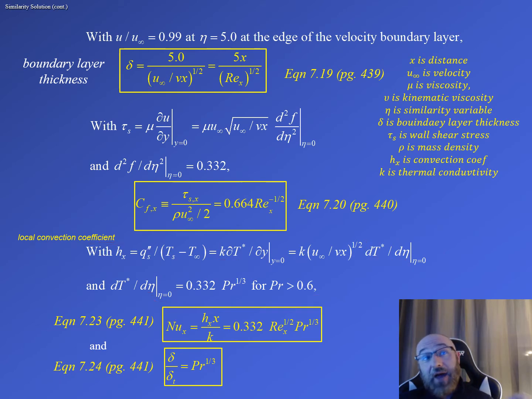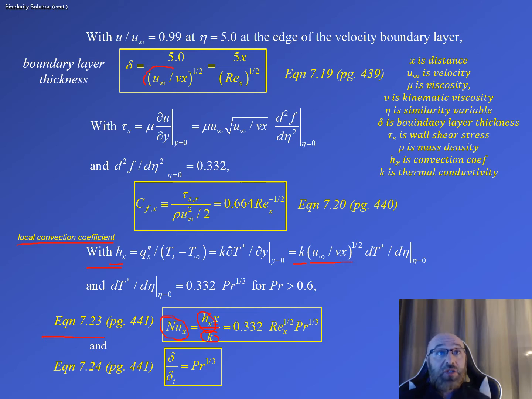So now that we have this relationship for our local convection coefficient, our h sub x, we can use that relationship to plug into our equation 7.23 from page 441 in our textbook. We're looking at our Nusselt number. So our Nu sub x is equal to, there is our h sub x, our local convection coefficient, times our distance x divided by our thermal conductivity. So now we go back up here and say, okay, what is our h sub x? Well, our h sub x from this relationship here is our thermal conductivity, K, times our u sub infinity over nu x to the 1/2.